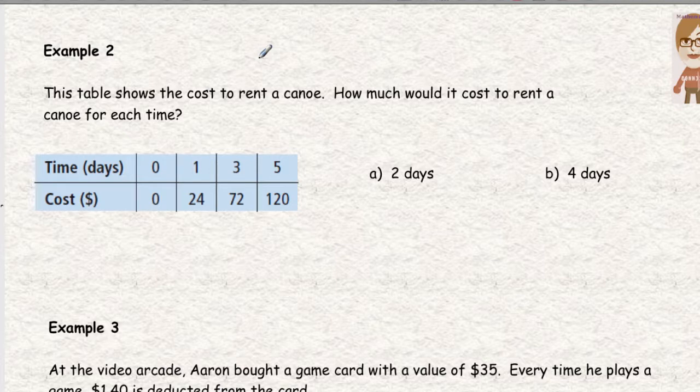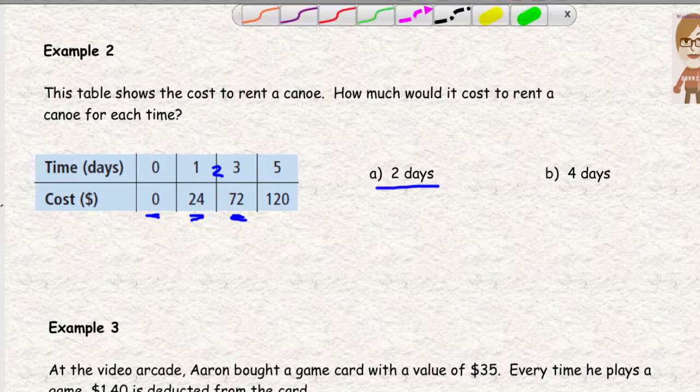Example 2, here's just another quick example. It's showing the cost to rent a canoe. How much would it cost to rent a canoe for each time? So the table tells you after 0 days costs $0, 1 day costs $24, and then it says 3 days cost 72. But you notice the 2 is missing from the table. They didn't put a 2 in the table. So the question is, what about 2 days? How much will it cost if you rent the canoe for 2 days?